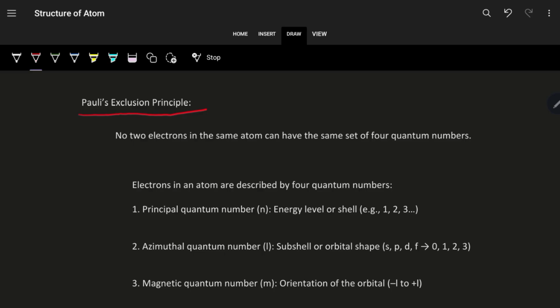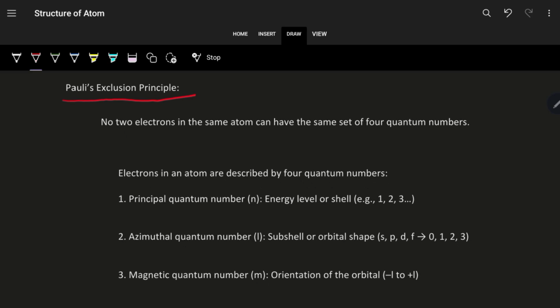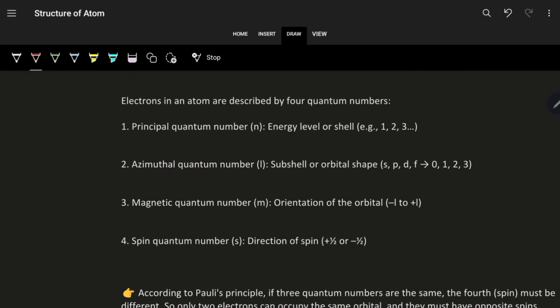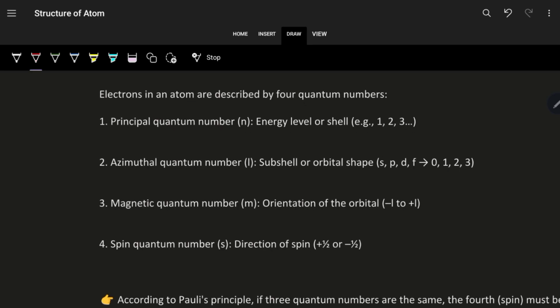So here it says that no two electrons in the same atom can have the same set of 4 quantum numbers. That means no two electrons will have all 4 quantum numbers the same. Okay. So electrons in an atom are described by 4 quantum numbers, and which quantum numbers are they?